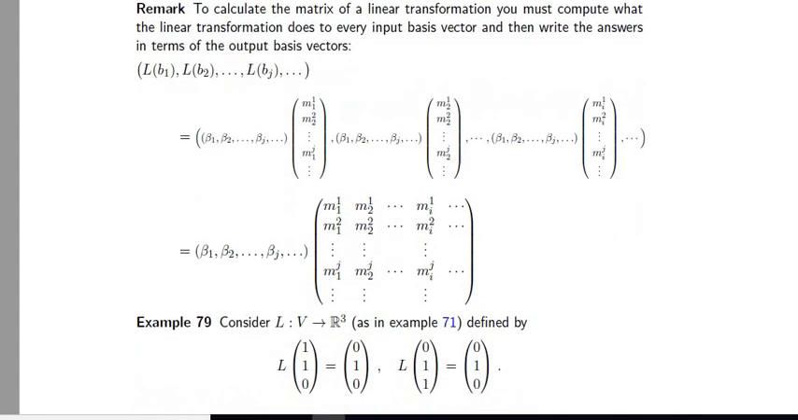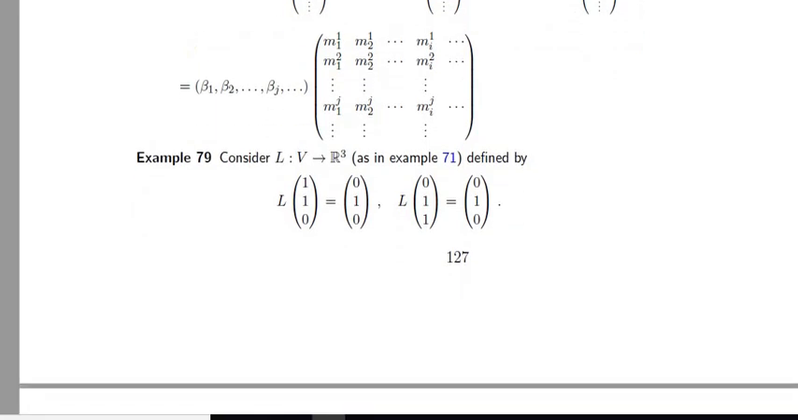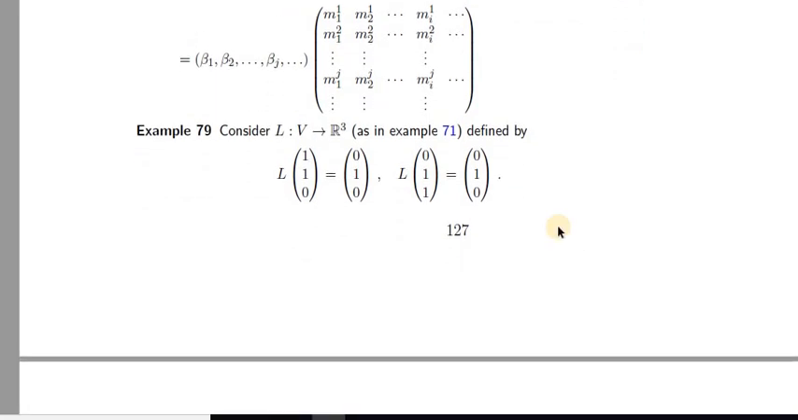All right, this all seems very abstract. Let's look at a particular example. All right, so we have L from V to R3, and V is a hyperplane spanned by the two basis vectors (1, 1, 0) and (0, 1, 1).